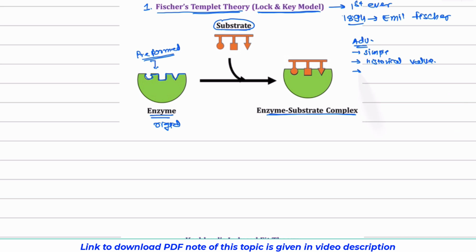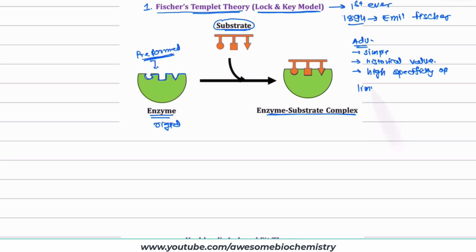And the third advantage is that this theory explains the high specificity of the enzyme. As you can see, the preformed template is there on the enzyme, to which only a specific substrate can bind. So this theory explains the high specificity of certain enzymes. Now there are certain limitations of this theory.